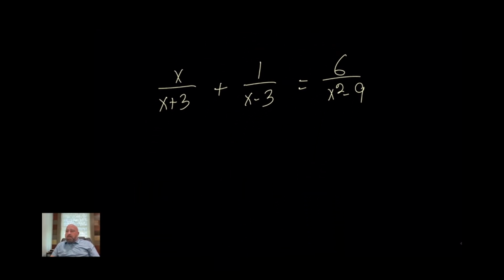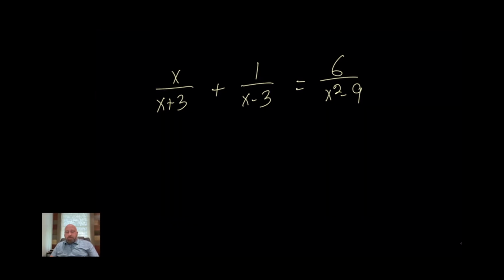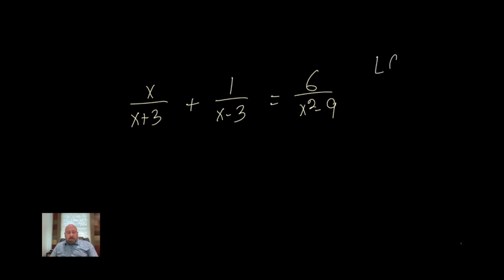All right, last one. Same process. What is our LCD? Well, we got to factor this one. So this one is the difference of 2 squares. And this one gives us x plus 3 times x minus 3, because that's a conjugate right there. And so remember, it's a little tricky right here, but remember, we take one of each. So there's an x plus 3, there's an x plus 3.